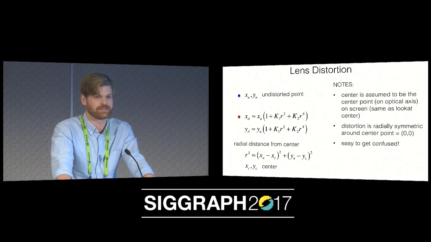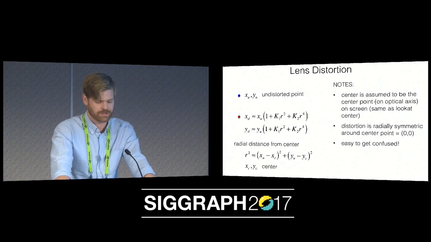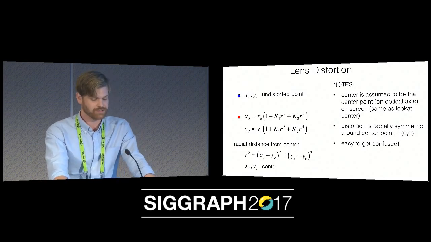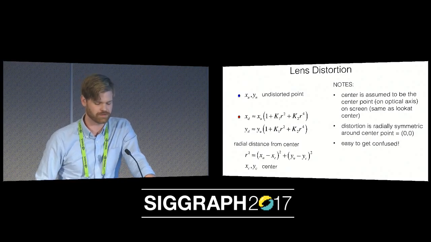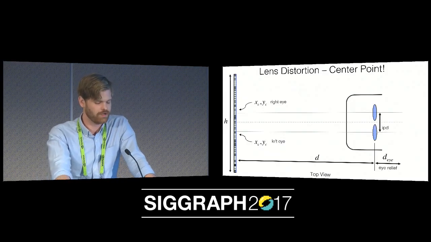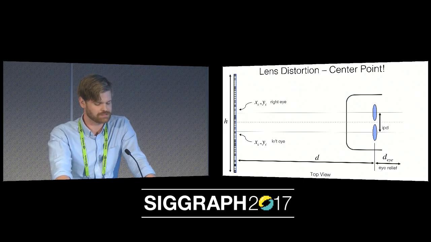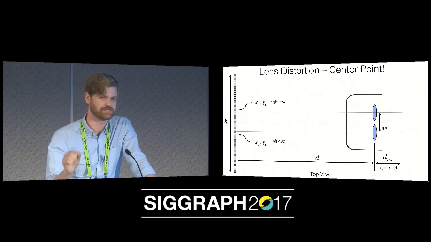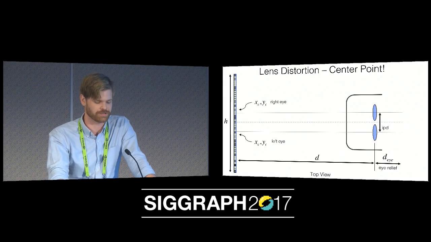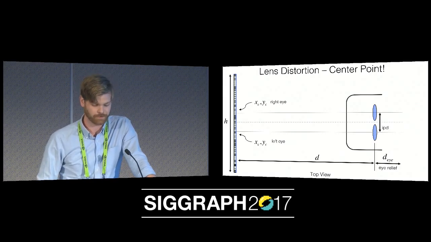So you have to calibrate and figure out the center of the lens on the screen itself to be able to define this and do this correctly. And the distortion is radially symmetric around its center point. It's actually quite easy to get confused when you start implementing this, and it's very important to take note of this. So as I said before, the center point is essentially if you just drop a beam through the center of the lens, that's that pixel on the screen, that will define your center of the lens distortion.